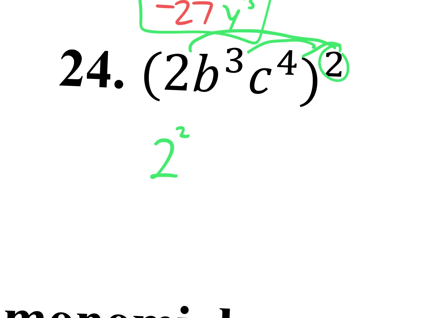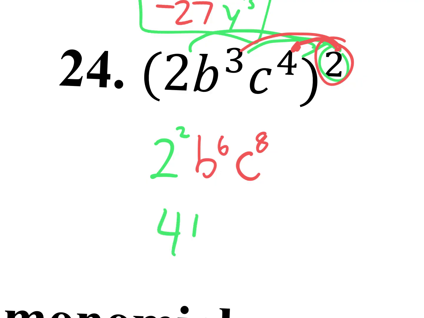When you put the 2 on the 3 right there, power to a power, multiply, you get b to the 6th. When you put the 2 on the 4, power to a power, multiply, you get c to the 8th. So your final answer is going to be the 2 to the 2nd, which is really a 4, b to the 6th, c to the 8th.